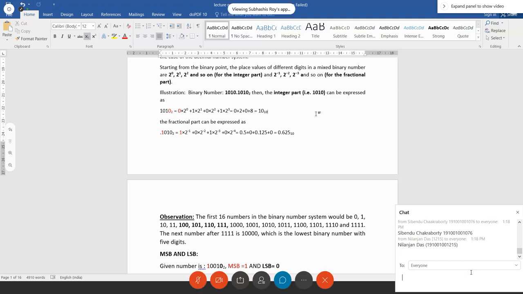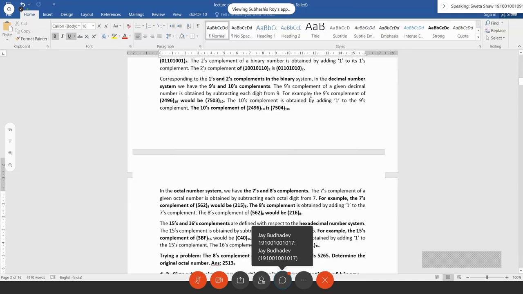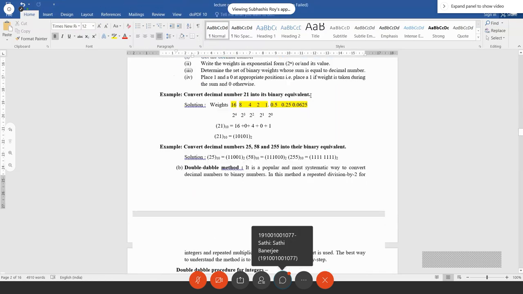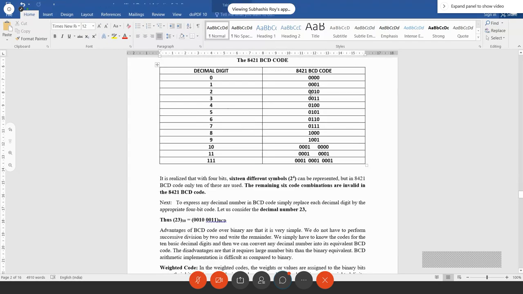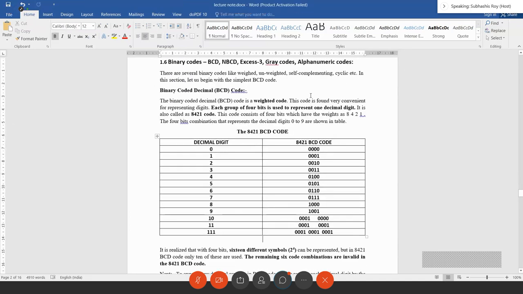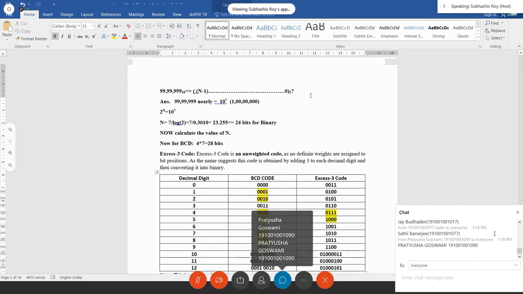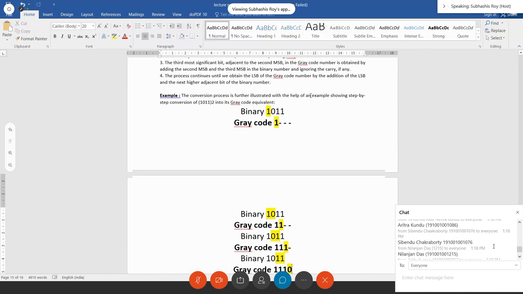Sir, could you explain binary to gray and gray to binary once again? Look, binary to gray. So what is actually gray code? This is the BCD code I started with, then XS3 code, and this is the gray code. So binary to gray, gray to binary.